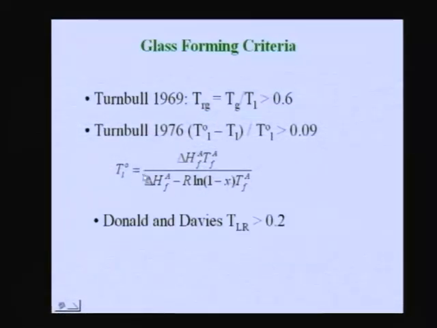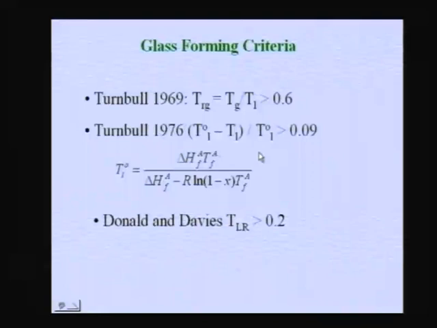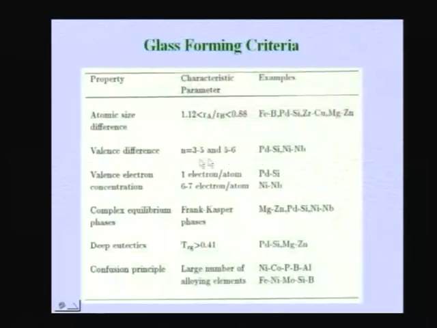So this parameter minus the liquidus temperature, divided by the parameter once again, if this fraction is greater than 0.09, these are all again mostly empirical rules. They have found that in a number of systems these things are valid. So they say that yes, if you find that this is valid, then you can get a glass very easily. So this is another criterion which people use very regularly.